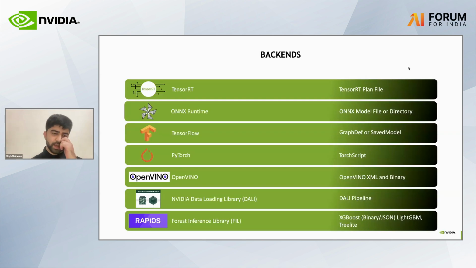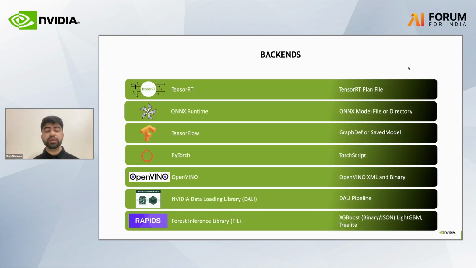Okay, so now maybe let's come back to Triton, and let me give you a little bit of background of how the architecture is and what kind of backends Triton supports, and then we'll get into the hands-on part. So if you look at the backends, what kind of backends does Triton support? It is actually a very flexible framework, and it can support all these different backends, right from TensorRT, which is NVIDIA's compiler technology for optimizing neural networks, to ONNX Runtime, which is maintained by Microsoft, to TensorFlow and PyTorch.